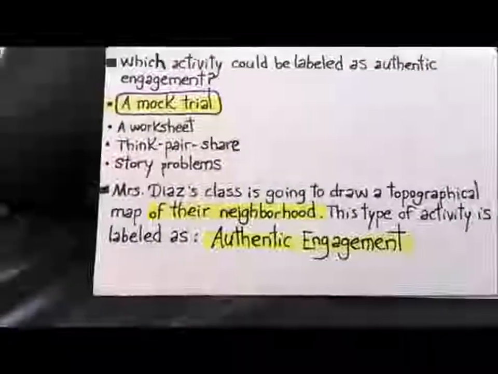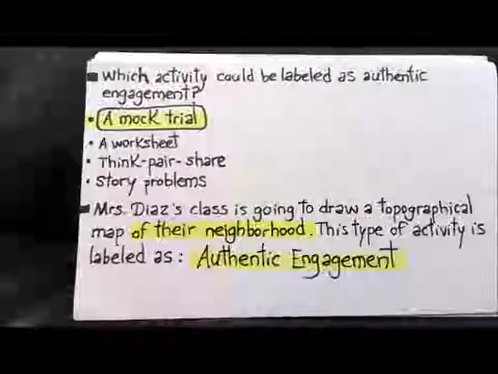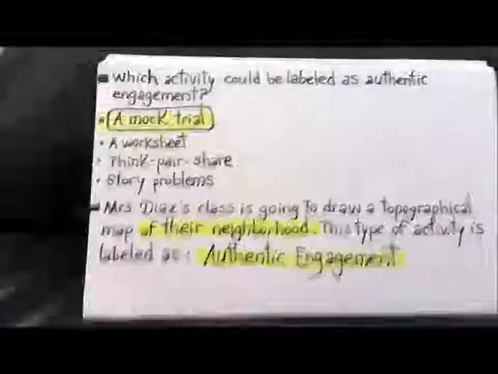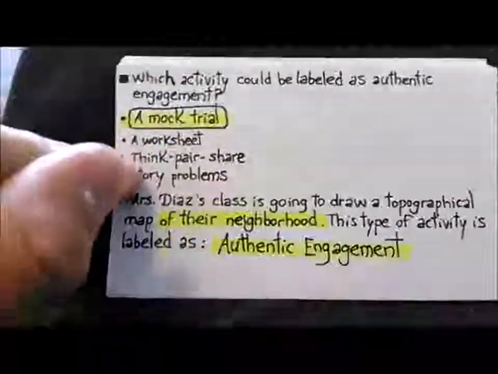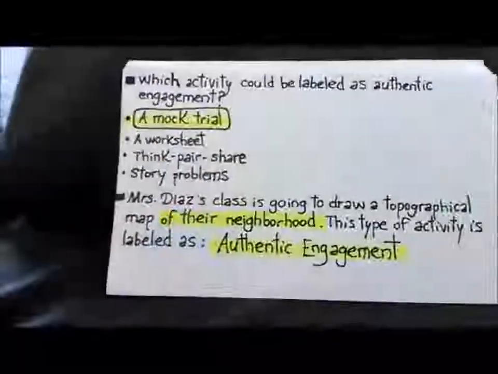Which activity could be labeled as authentic engagement? Well, a mock trial. Not a worksheet, not think, pair, share, not a story problem. A mock trial is more authentic.